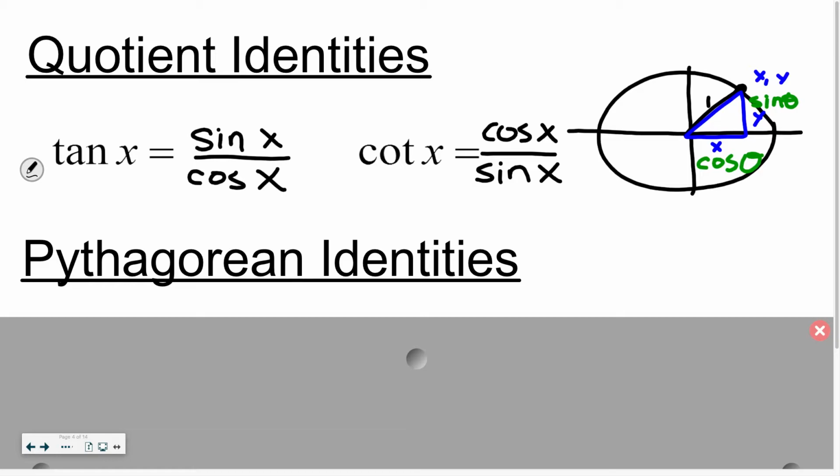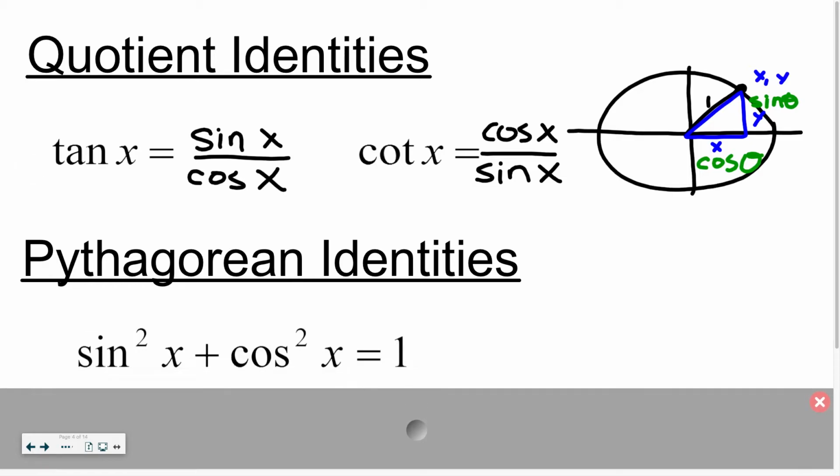Okay, with that same picture, we can get the very first Pythagorean identity. So think about the Pythagorean theorem. In this picture, the old way, which is like x, y, and the hypotenuse is 1, it would be x squared plus y squared equals 1 squared, or 1. But now we know we could also say it's cosine squared plus sine squared equals 1.